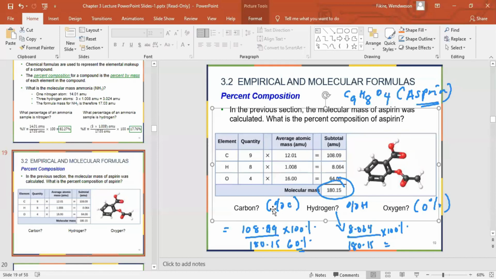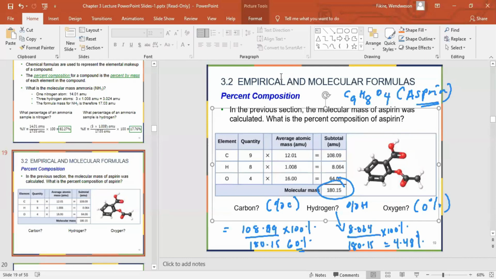If anybody has the answer, let me know. In other words, you divide 8.064 by the entire molecular mass of aspirin, which is 180.15, and then you multiply that by 100. You're using more significant figures right now. 4.476. I would say 4.48. You can round it up, 4.48. Does that make sense? Yes.